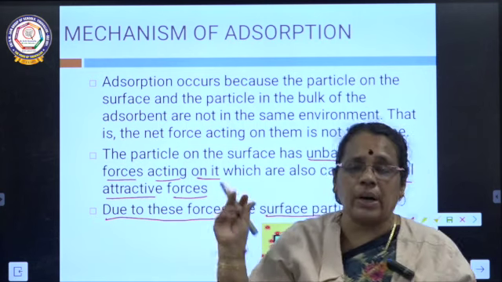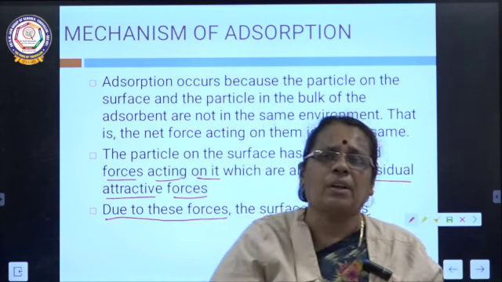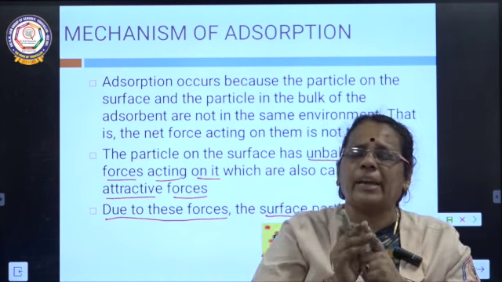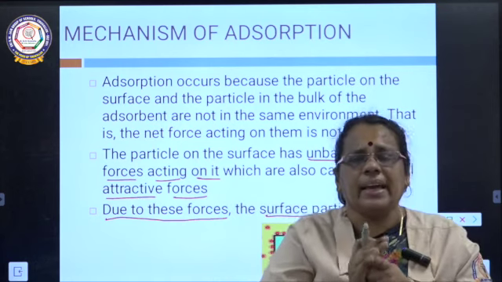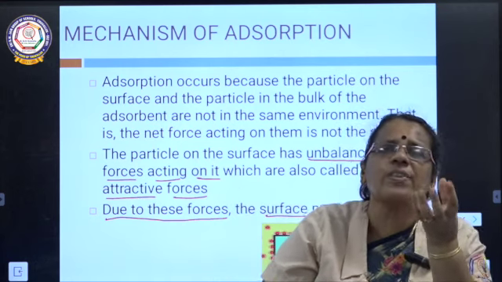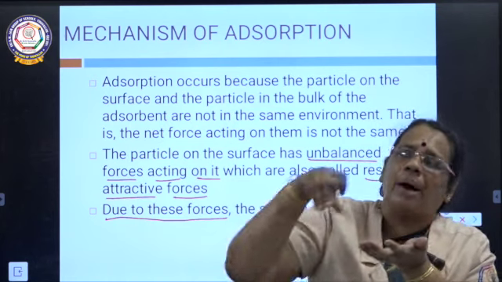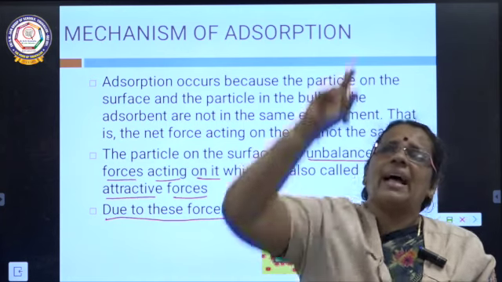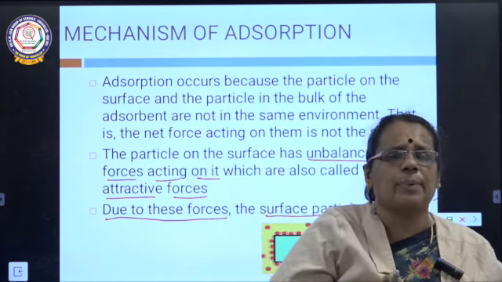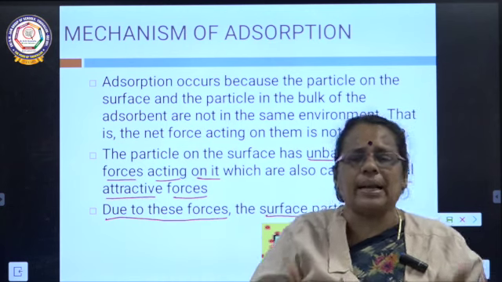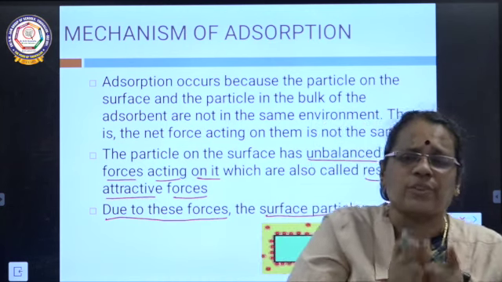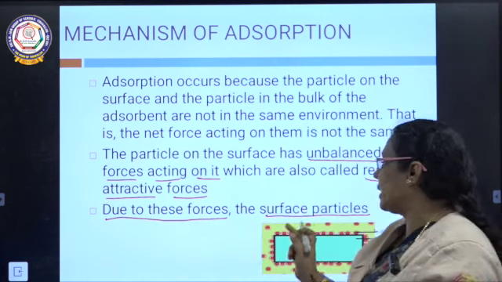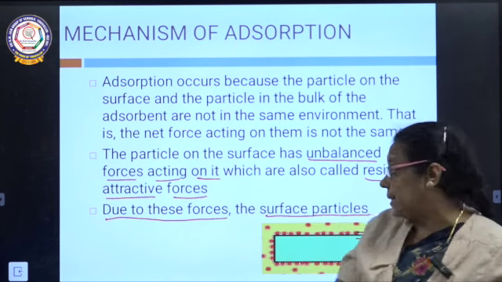So here it has talked about the mechanism of adsorption. So what is adsorption? What is very important for adsorption? We are talking about the adsorbent. See here, when you talk about the force of attraction between the particles in the bulk, the forces of attraction are balanced, whereas at the surface the forces of attraction of the particles are not balanced. As a result, we can call this unbalanced force of attraction as residual attractive forces. So these residual attractive forces play a greater role for the adsorption.